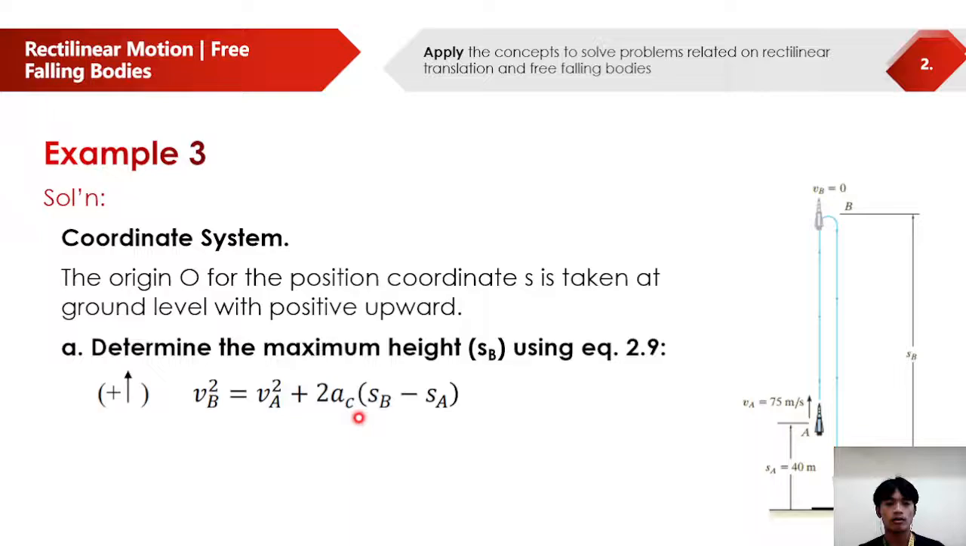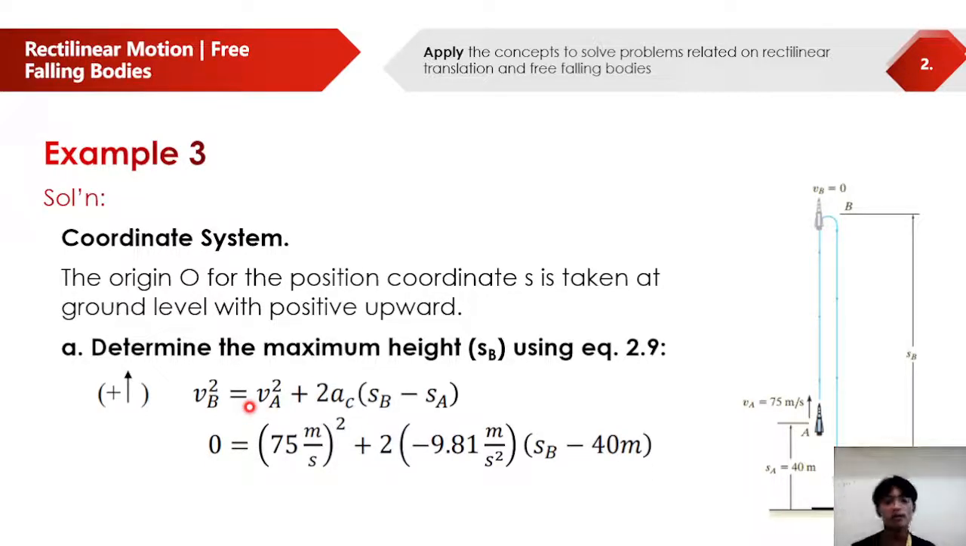So, why do we use this formula? Because we are given the initial velocity at point A, and we are also given the velocity at point B, and we are also given the initial position at A. So we can solve s sub B directly by just substituting all the values that are given.